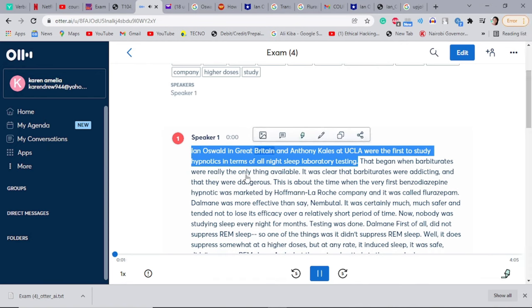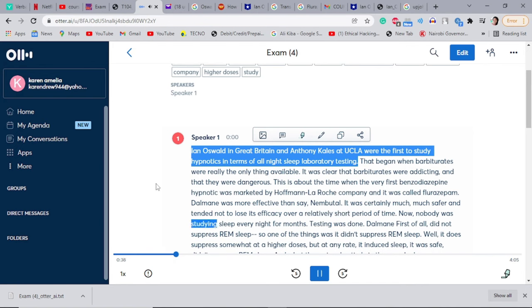Ian Oswald in Great Britain and Anthony Kales at UCLA were the first to study hypnotics in terms of all-night sleep laboratory testing. That began when barbiturates were really the only thing available. It was clear that barbiturates were addicting and that they were dangerous. This was about the time when the very first benzodiazepine hypnotic was marketed by Hoffman LaRoche Company, and it was called Flurazepam. Dalmane was more effective than, say, Nembutal. It was certainly much, much safer and tended not to lose its efficacy over a relatively short period of time.